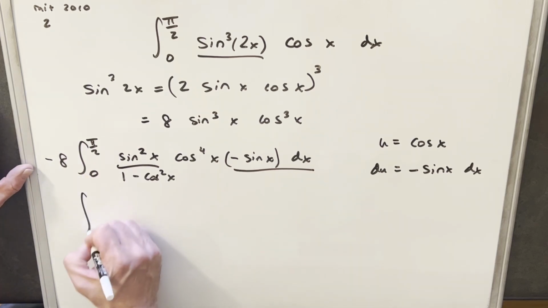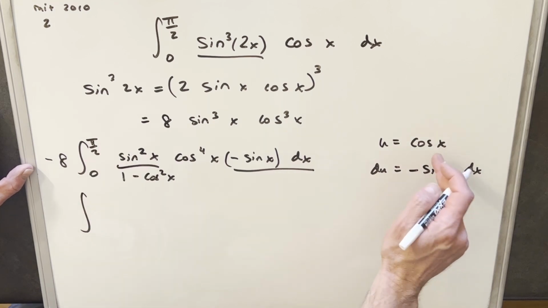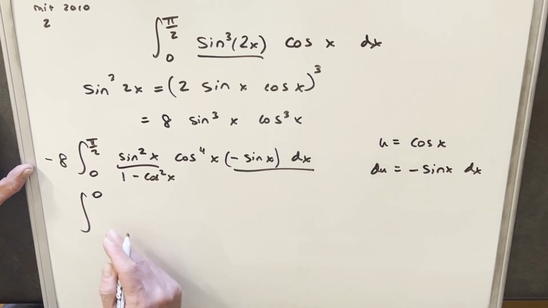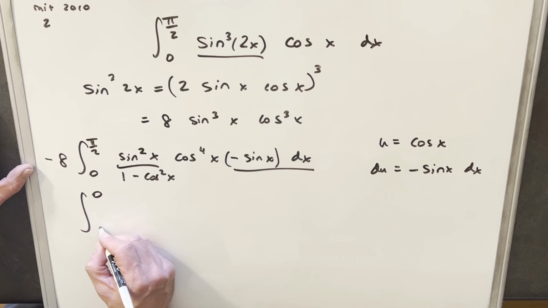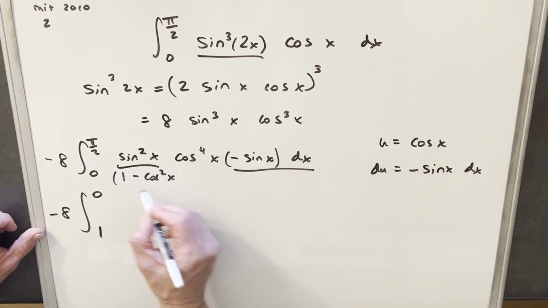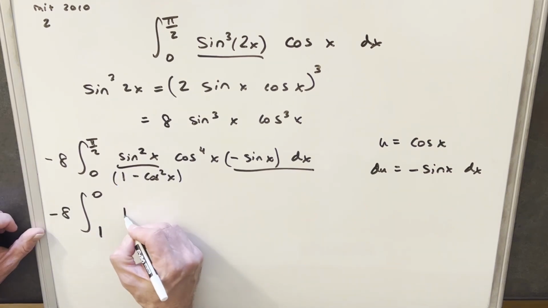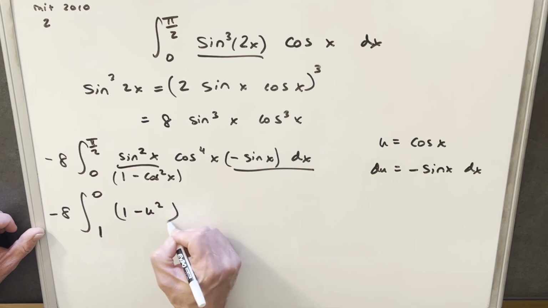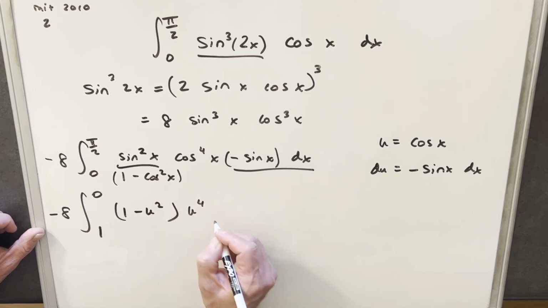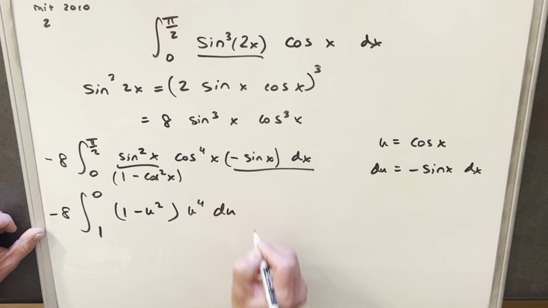So now let's make our substitution. I'm going to plug a pi over 2 in here. Cosine of pi over 2 is 0. And then plugging a 0 in, we have cosine of 0 is just 1. Then we're going to have our 1 minus cosine squared x. This is going to be 1 minus u squared. Cosine to the 4th is going to be u to the 4th. And this part here is just our du.